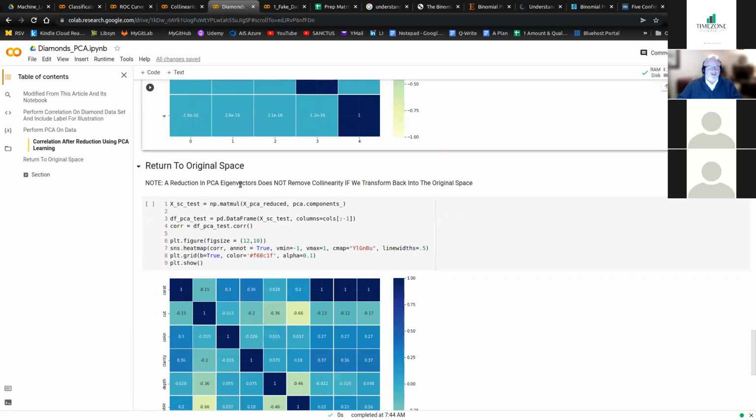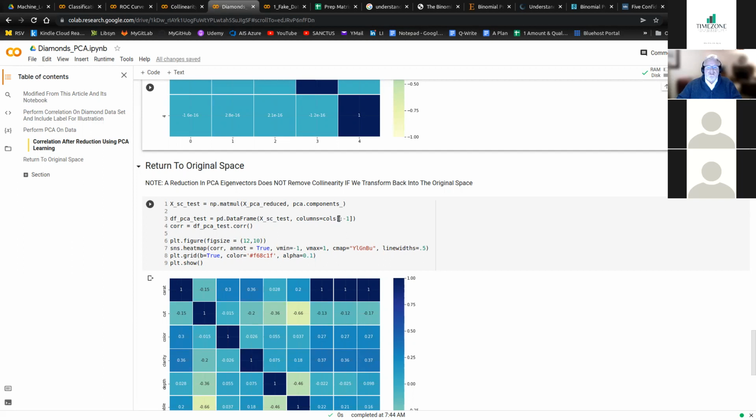A reduction in PCA eigenvectors does not remove collinearity if we transform back into the original space. So notice I'm doing a NumPy matrix multiplication. And I transform these, I've got the reduced PCA now. I've got the reduced data set, but I'm in PCA space. And these components, they're actually the eigenvectors. So I'm going to put those into a data frame. I'm going to use my columns minus the price.